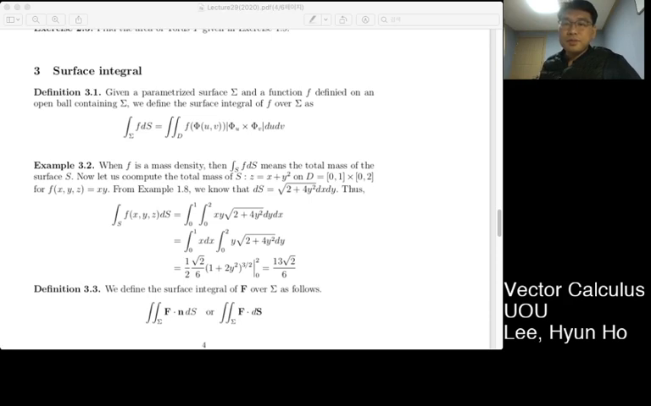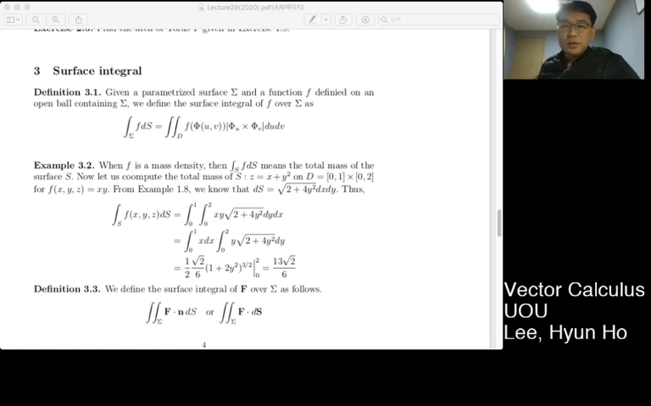Okay, but in principle, to do a surface integral, you have to practice getting the parameterization of several surfaces, and then to find the normal vector, because you have to do the outer product of the two vectors, which involves the determinant of a 3x3 matrix.